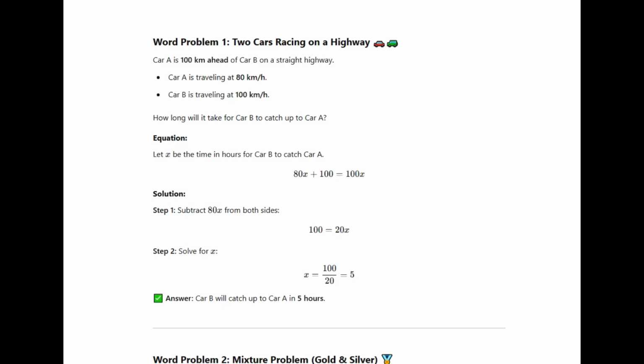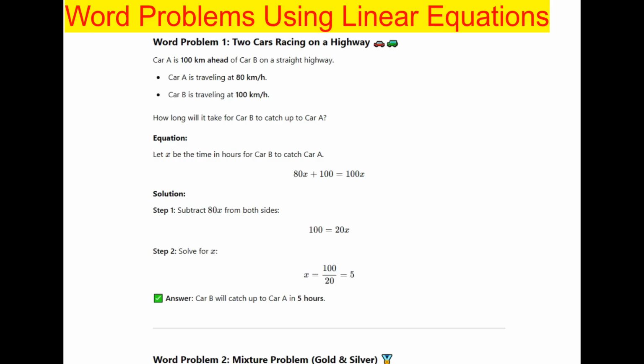Two cars racing on a highway. Car A is 100 kilometers ahead of Car B on a straight highway. Car A is traveling at 80 kilometers per hour. Car B is traveling at 100 kilometers per hour. How long will it take for Car B to catch up to Car A?